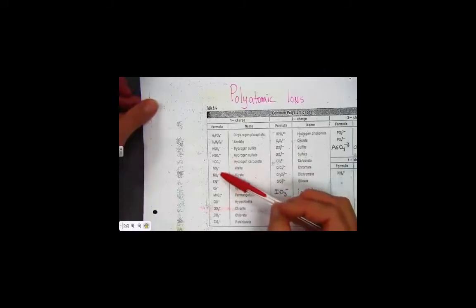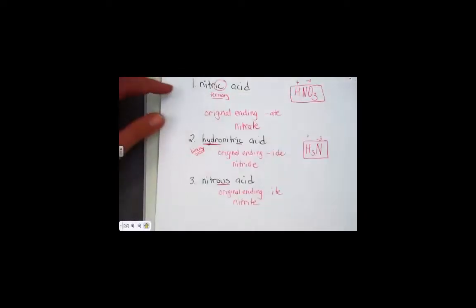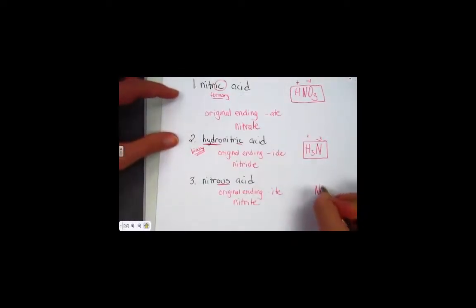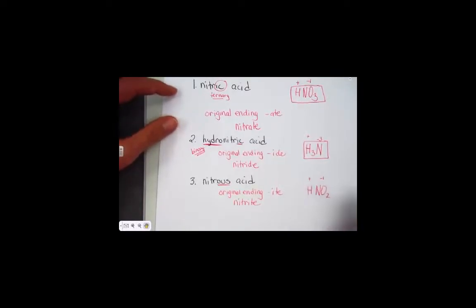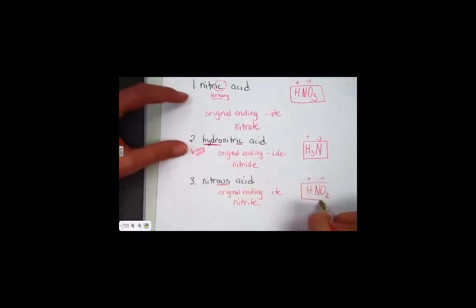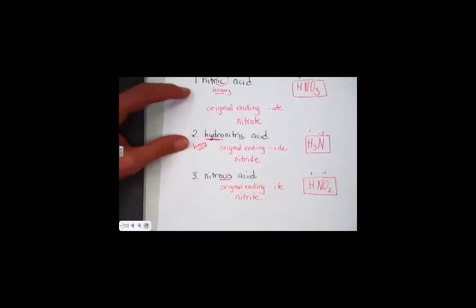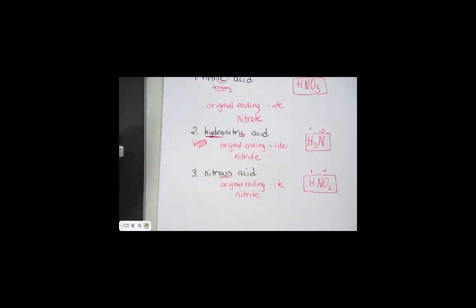Nitrite, from our polyatomic chart, is NO2 and it carries a -1 charge. There it is, nitrite, NO2 -1. A group of atoms acting as a unit carrying a charge. We know that acids always start with hydrogen ions. So a +1 electrically balances a -1, and there's our formula for nitrous acid, HNO2.